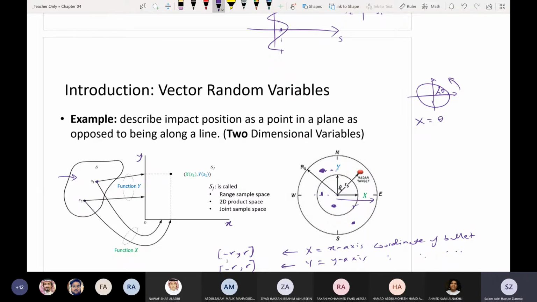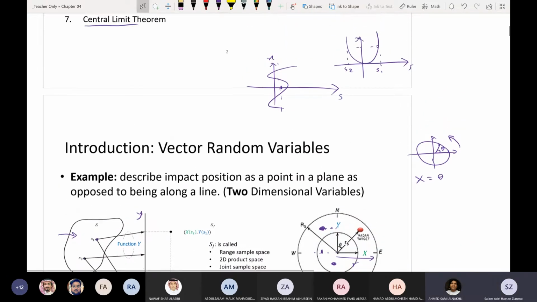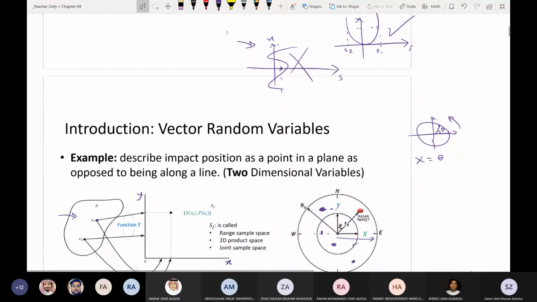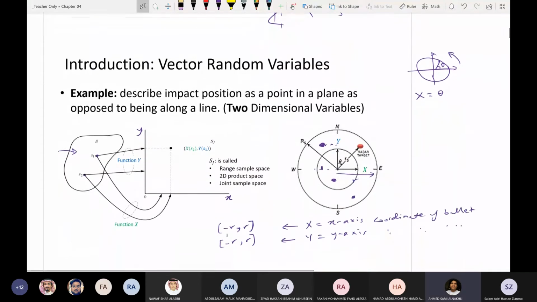Is it clear, or did I confuse you? So look at it as a function here. When you have a function, this is not a valid function. This is a valid function. Is that clear? Clear.